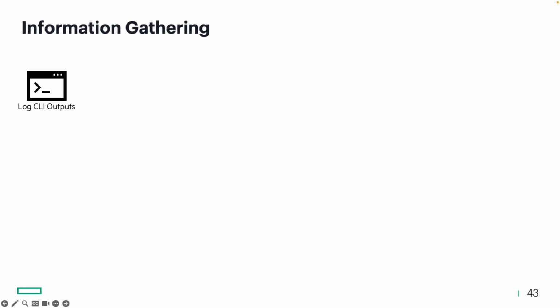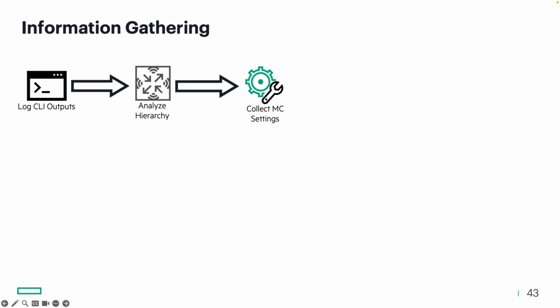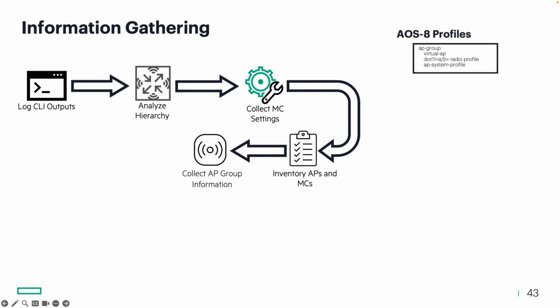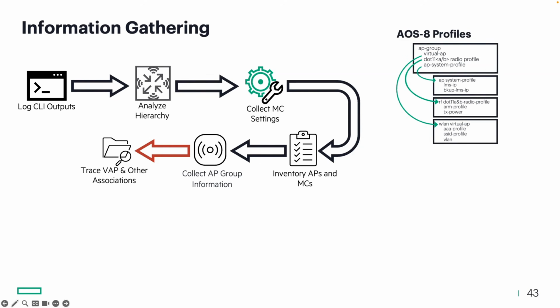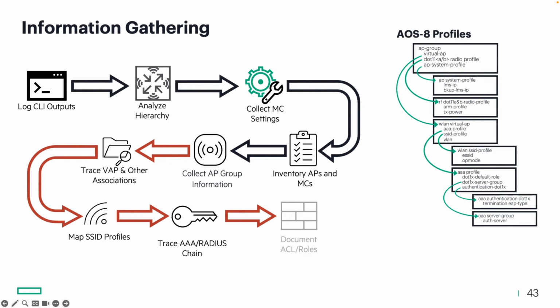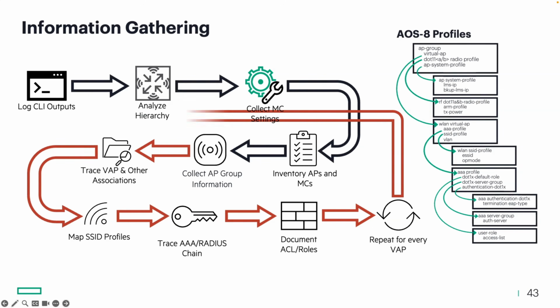Here we have a quick overview of the configuration discovery workflow, just to set the context for the discovery tool demo. Typically, we log the CLI outputs, we analyze the hierarchy, collect the controller settings, inventory APs and MCs, collect AP group information, trace the VAPs and other associations, map your SSID profiles, trace the AAA RADIUS chain, document roles and ACLs, and repeat this for every VAP. So if you have 4 SSIDs, you can do the same thing in these red sections for every virtual AP profile. It can get quite time consuming, especially trying to tie all of these together.